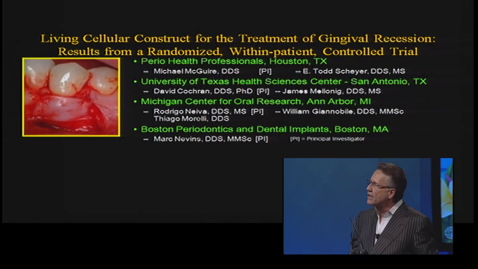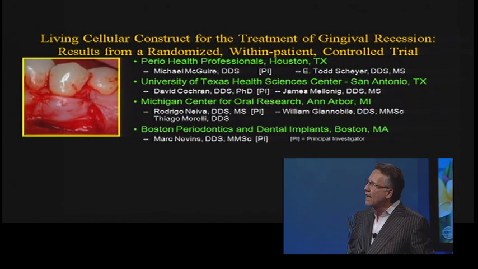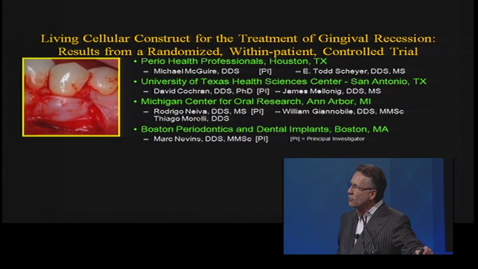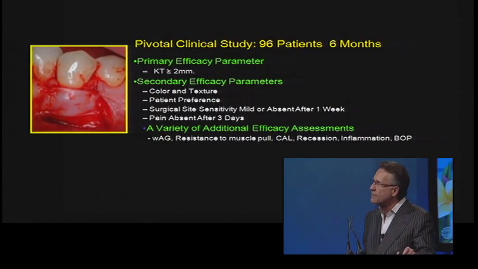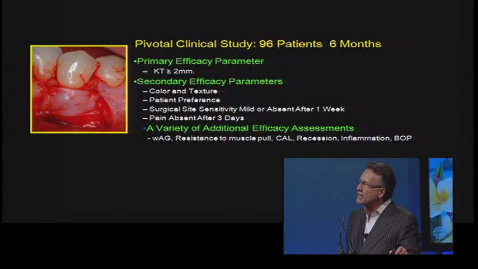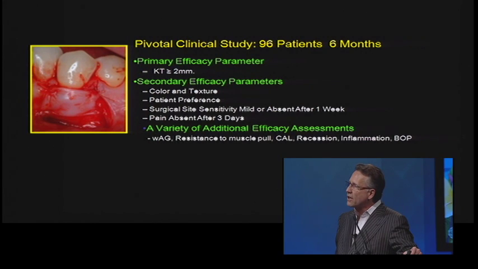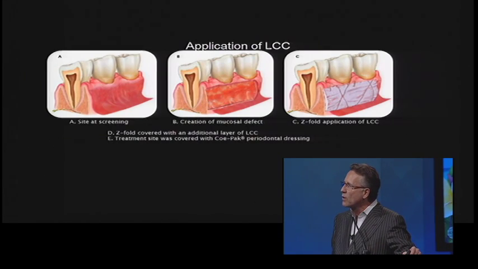And with that positive information, we then rolled that into a large multi-center trial. We have 4 centers, our center in Houston, University of Texas San Antonio with Drs. Cochran and Melnick, Michigan with Dr. Giannobile and his group, and Mark Nevins in Boston in his office. It was a 96-patient pivotal trial, 6 months. Our primary efficacy parameter was to achieve greater than or equal to 2 millimeters of keratinized tissue, and you can see we had a host of secondary and tertiary endpoints.